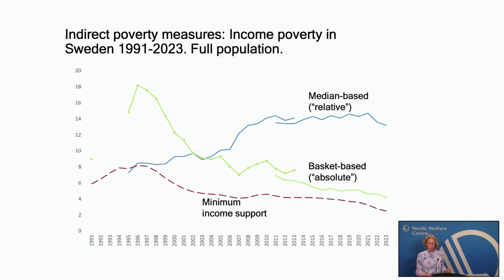So here we go to other indirect poverty measures. Here we look also at the basket base, the absolute measure, and I've also included minimum income support here, but we should not discuss that today. Don't have time. But we see something surprising here, actually, and that's that also these absolute measures decrease during the last couple of years. And that is counter to expectations. I would have expected them to increase, given that people have had decreasing real incomes. So I would have expected these to increase.